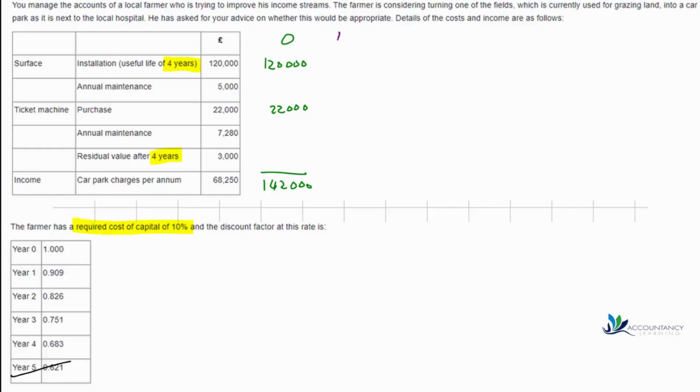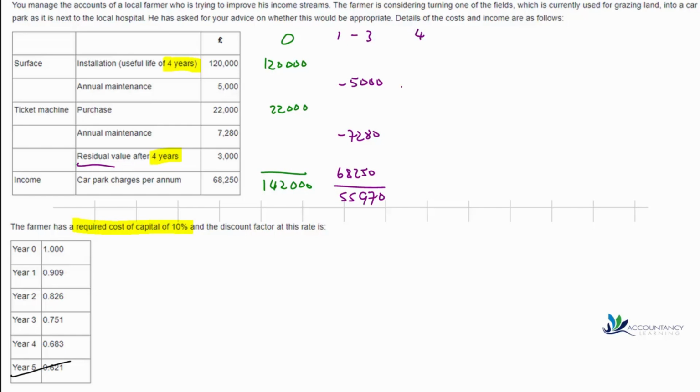And then what about in the subsequent years? Well, in the subsequent years, we're going to be earning, aren't we, the 68,250. But each year, we're going to have to spend 5,000 on maintenance and 7,280 on maintenance. So the total of all of those, we'll have net income, net cash inflow of 55,970. So that's how much money we're going to be collecting in each year. So that's going to be in years 1 to 3, but we just need to recognise that we get some residual value in the 4th year.